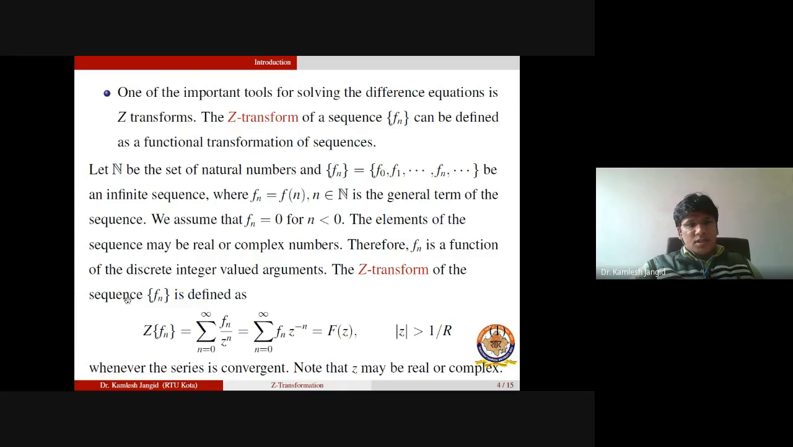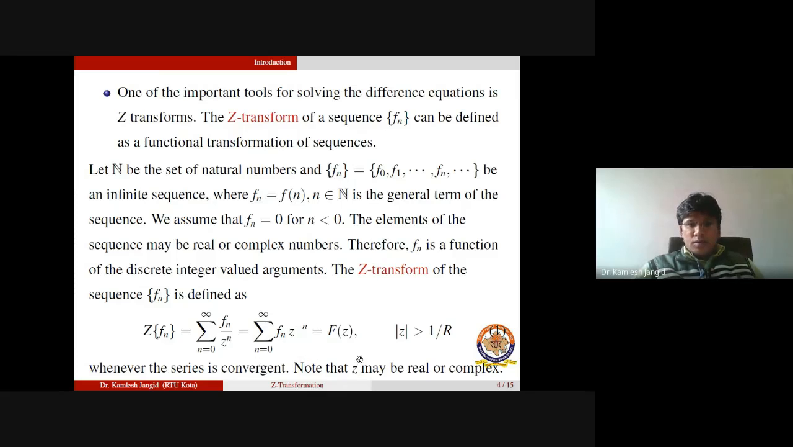The Z transformation of the sequence Fn is defined as Z transformation of Fn equals summation n from 0 to infinity Fn upon z to the power n. This can be written as summation n from 0 to infinity Fn times z to the power minus n, and suppose this sum is represented by capital F(z), where mod of z is greater than 1 upon R. So this is the standard definition for the Z transformation of a given sequence Fn. If your sequence is given by Fn, then its Z transformation is given by this infinite series sum, which equals capital F(z). And this series is convergent for this radius R.